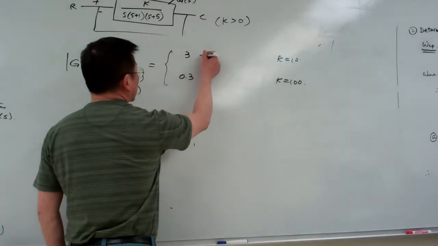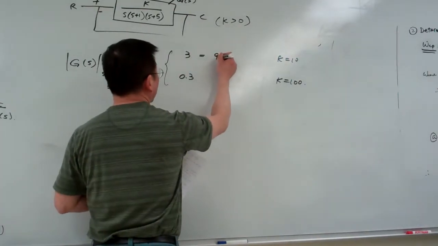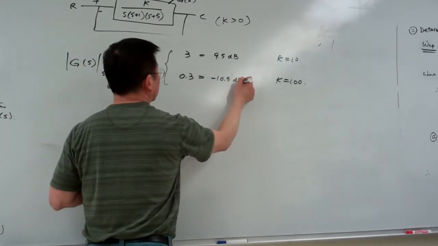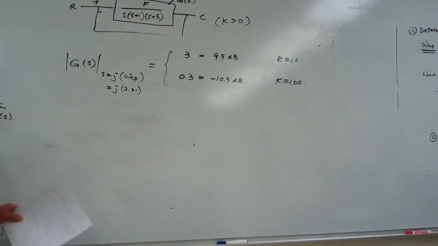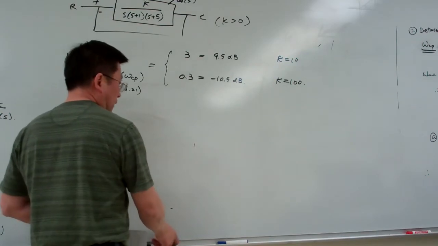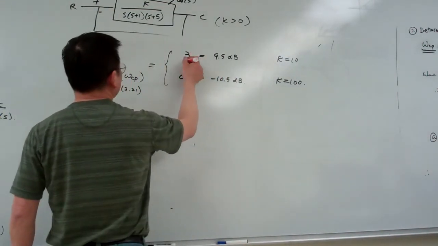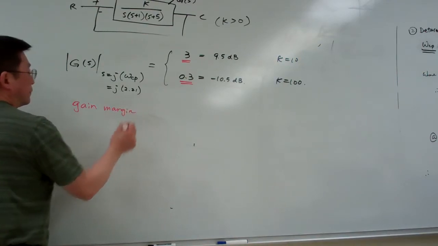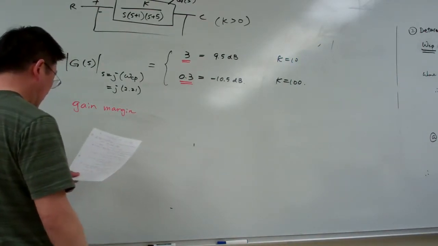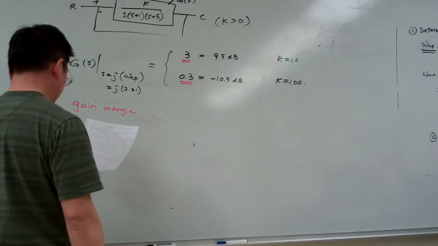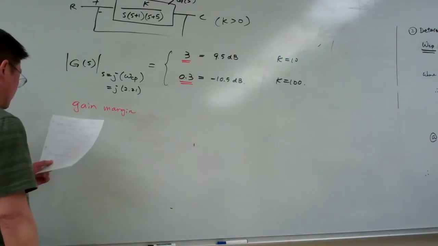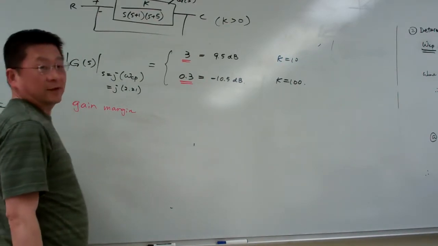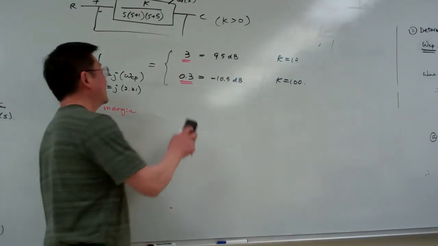And if you like to convert it into dB, decibel, that can be equal to 9.5 dB. This one can be equal to minus 10.5 dB. But anyhow, what we need is the two numbers here. What we need is the magnitude 3 and 0.3. So therefore the gain margin will be equal to, I'm kind of going over too quickly. Allow me to modify the numbers. Okay.